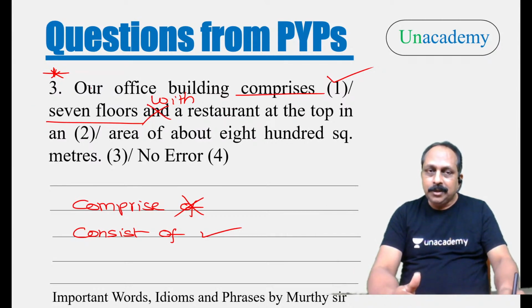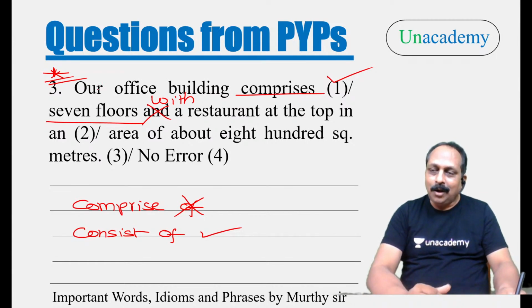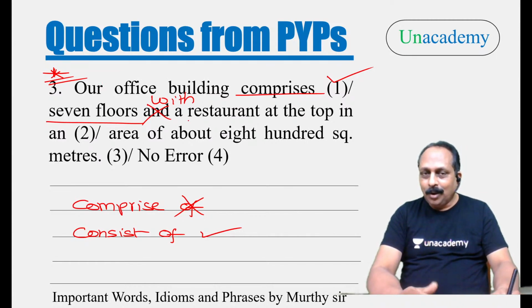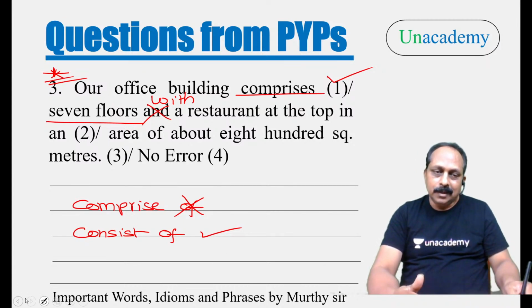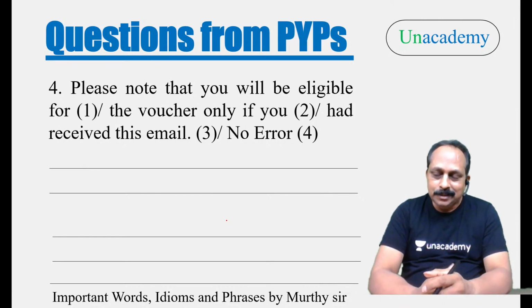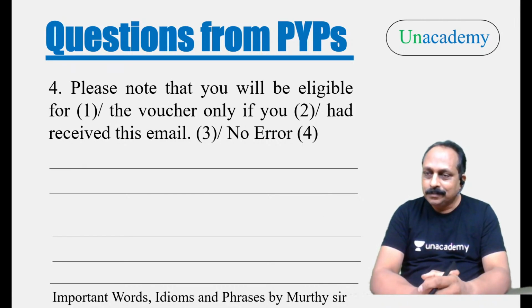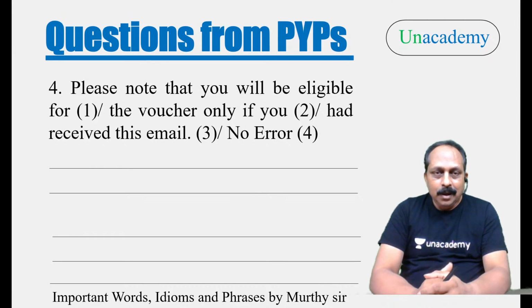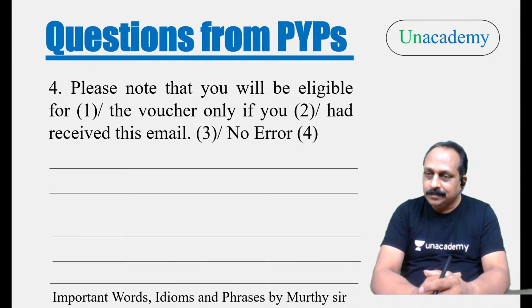This is not an easy question. That's why at the outset, I cautioned you guys, star mark. Why star mark? Not an easy one. Got it? Thank you. That's good. I appreciate. Please go to question number 4. Please note that you will be eligible for the voucher only if you had received this email. This is an easy one.